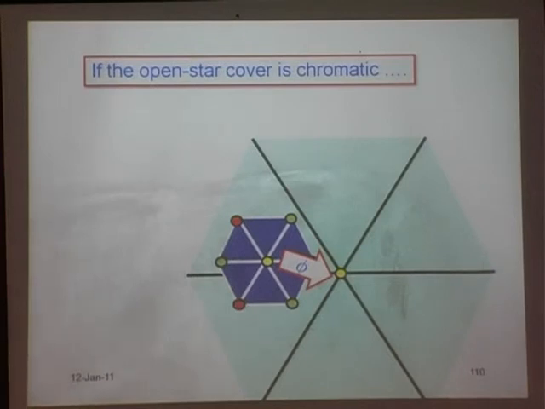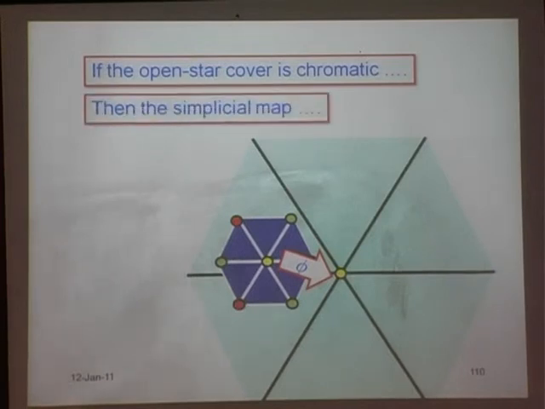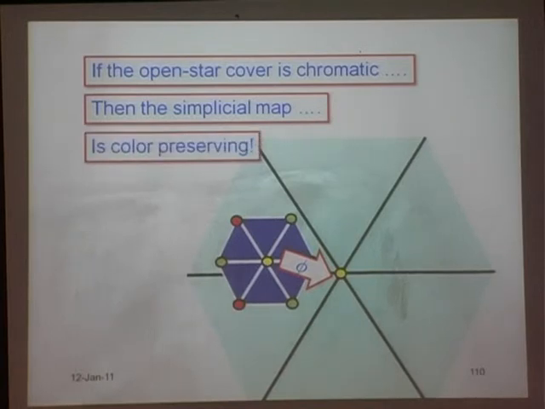If the open star cover is chromatic, then the simplicial map is color preserving. And again, a complete proof of this is in the course notes. I won't do that here. But basically, you do the same kind of argument. You use the intersection lemma to show that every simplex is covered by simplexes of the right color. You push each vertex to a matching color, and the result is a simplicial map.